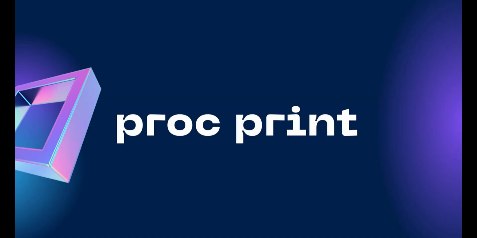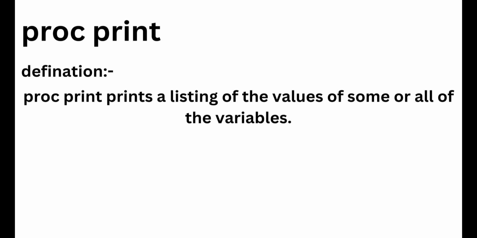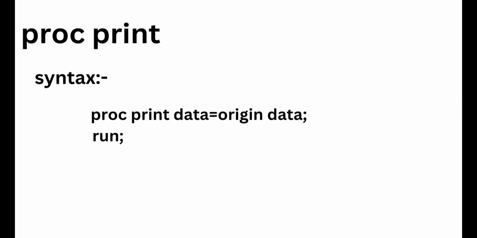Guys, in this session you are going to learn about proc print. The definition is: proc print prints a listing of values of some or all of the variables. And the syntax is proc print data equals origin data, and run.